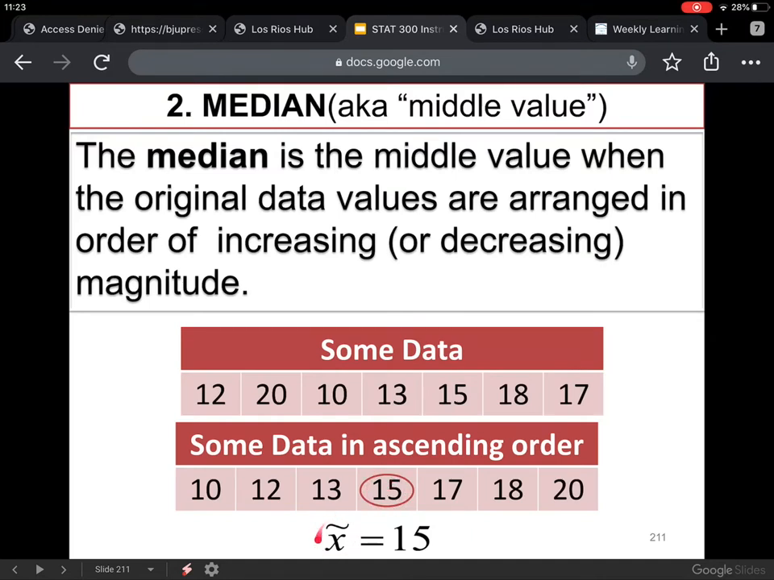Sometimes you'll see that it's denoted by x tilde. This is a tilde above the x. So x tilde is the median sometimes. That's the symbol used for it.